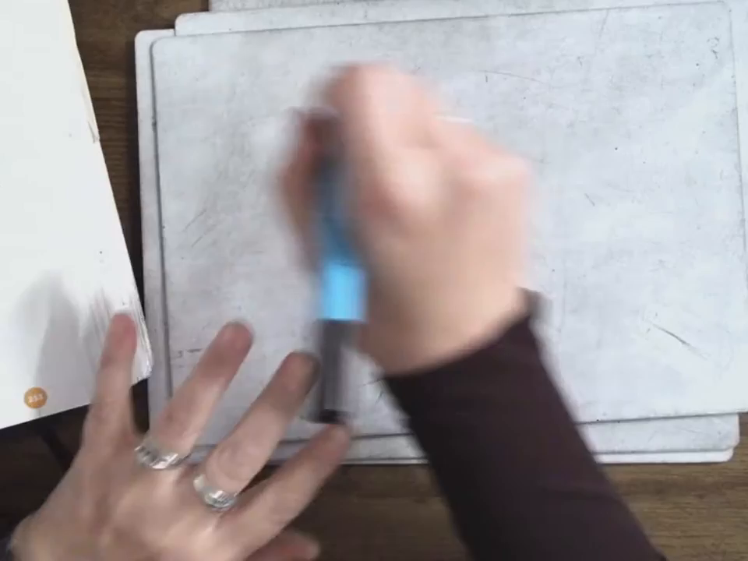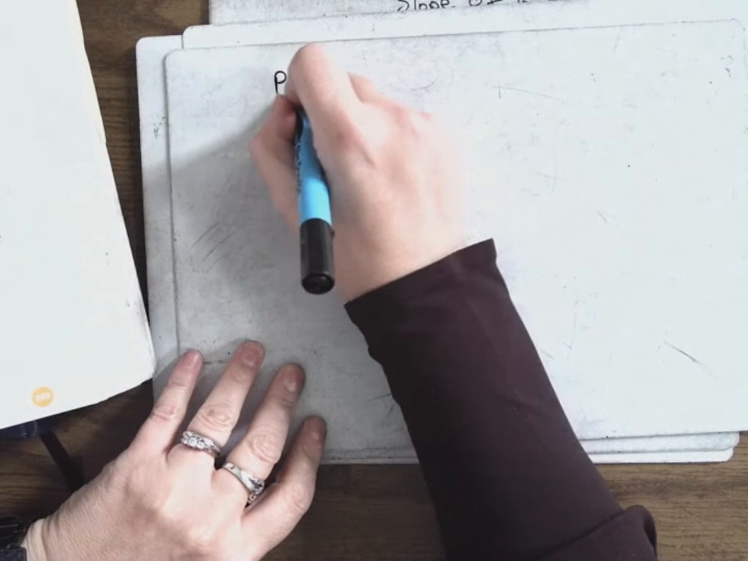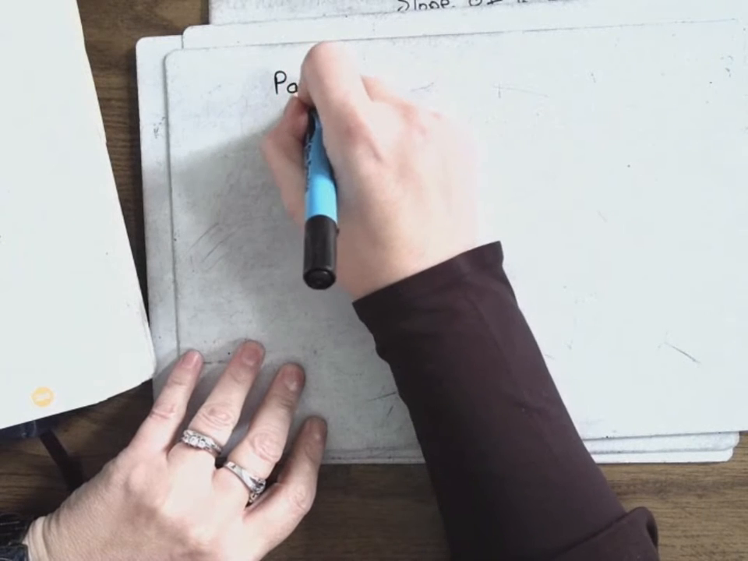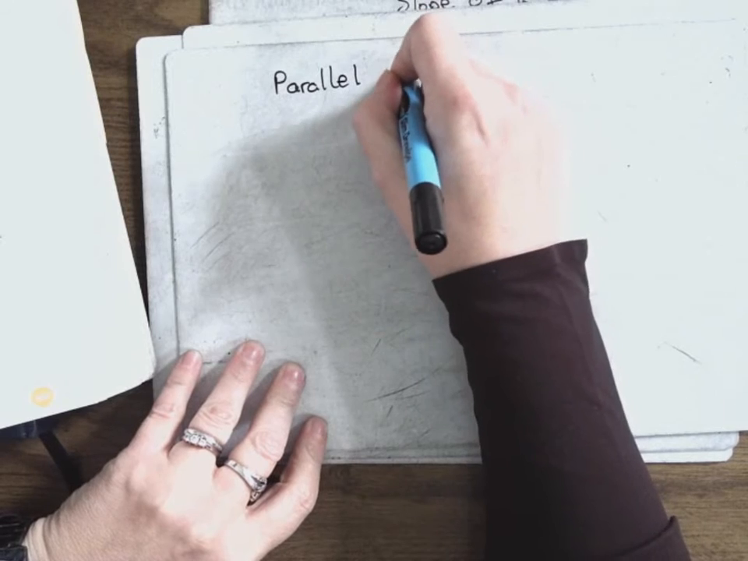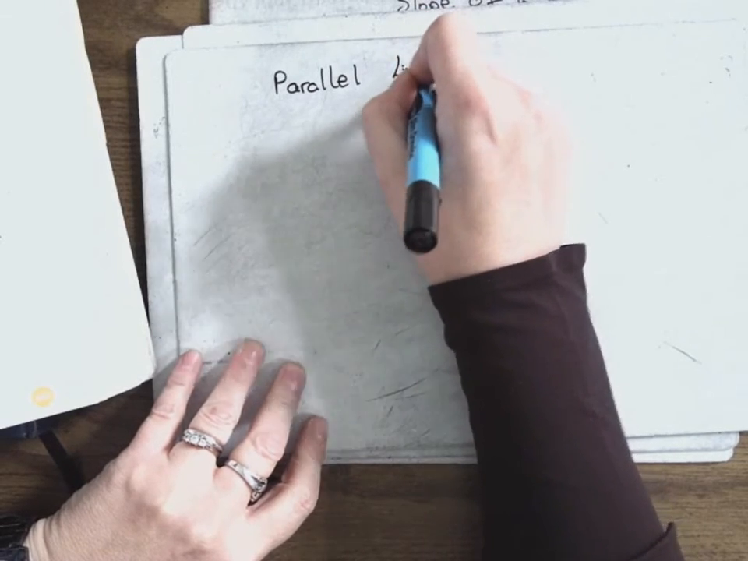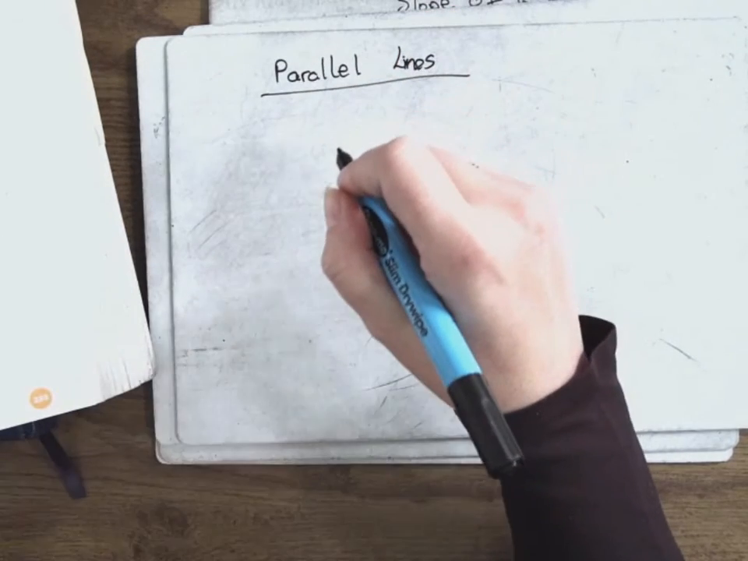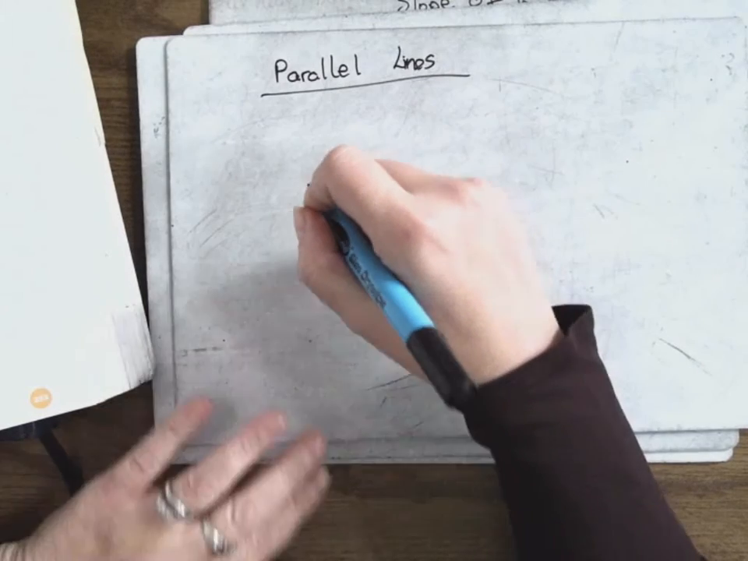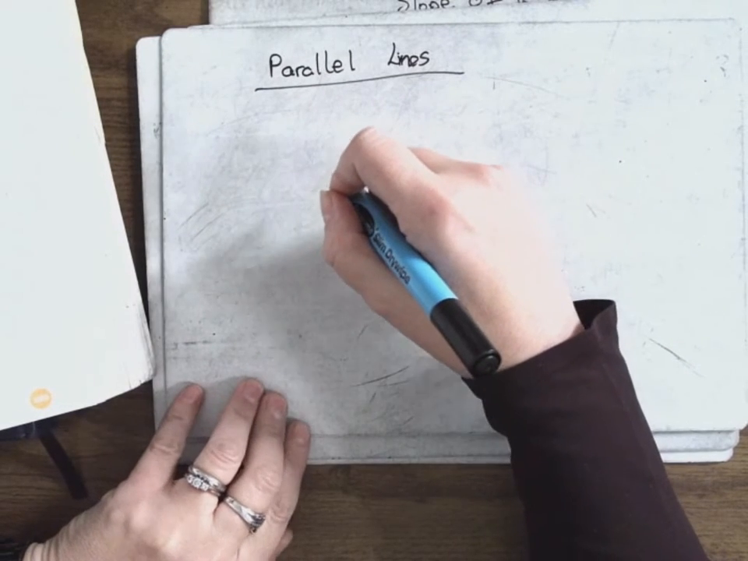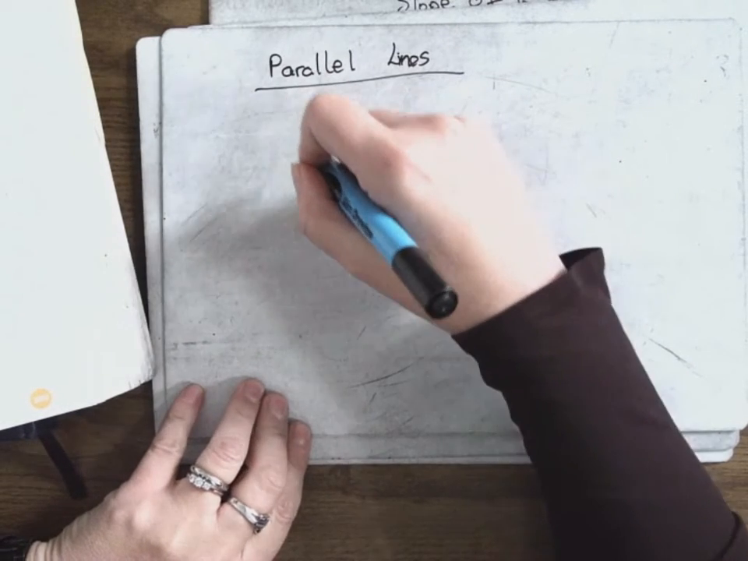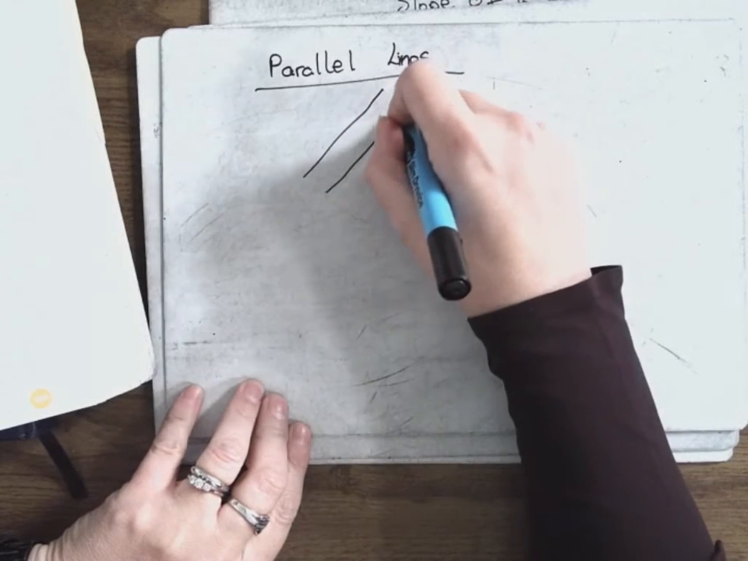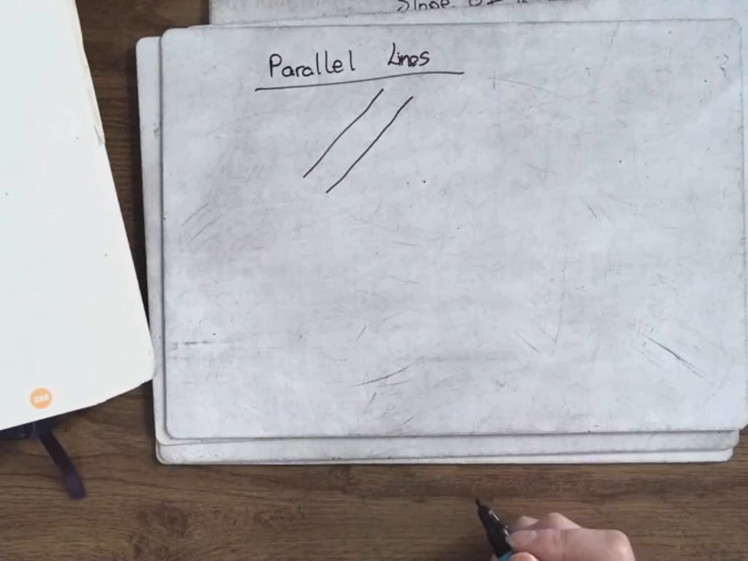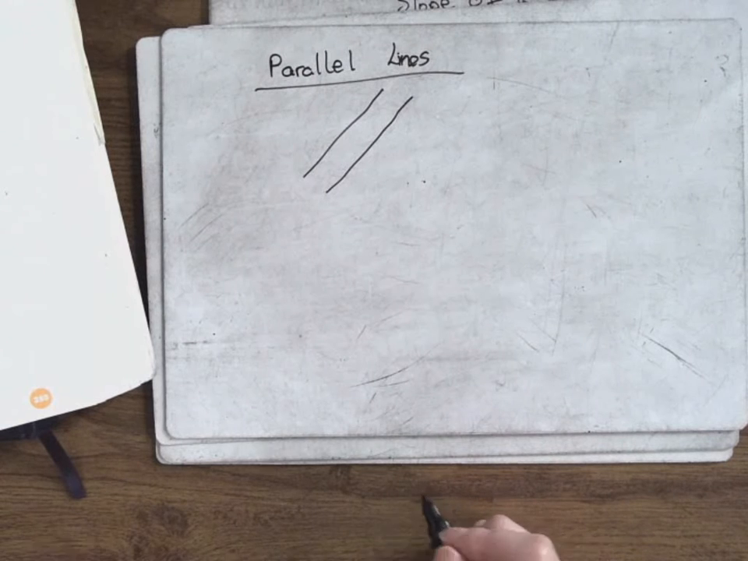So I'm going to talk about parallel lines. I'm still talking about slopes, so I'm talking about slopes of parallel lines. Okay, so you all know what parallel lines are, don't you? Tell me what they are. Two lines that never meet. So there's one line, and there's another line. Parallel lines, train tracks, they're never going to meet. Tell me about their slopes.